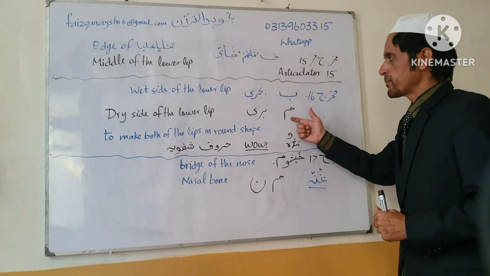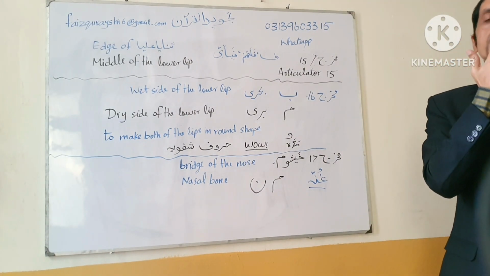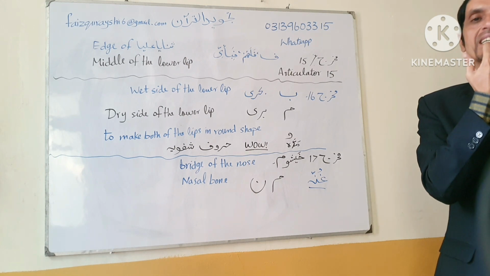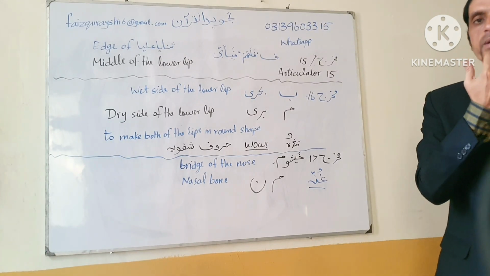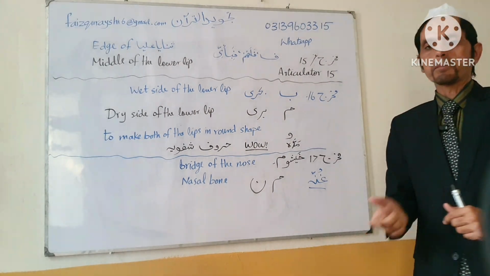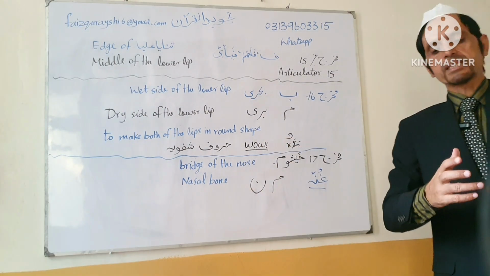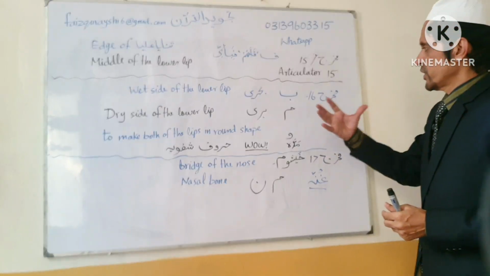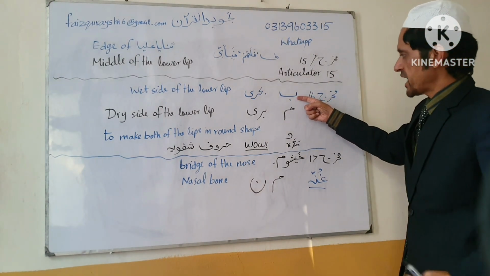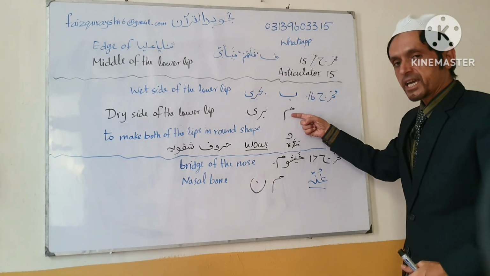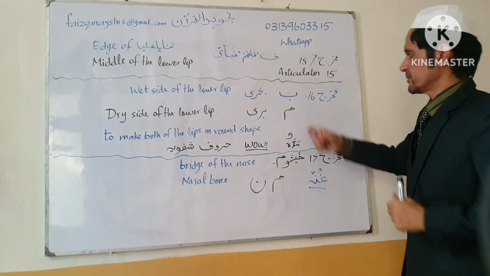So this is articulated when the upper lip touches the wet part of your lower lip, so we articulate ba. And mim, in the same way, your upper lip touches the lower lip, but the dry part of your lip, we articulate mim, mim. And that's why it is called barri. Barri means dry. So these two letters are articulated, one from the wet part and one from the dry part of your lower lip when your upper lip touches them.